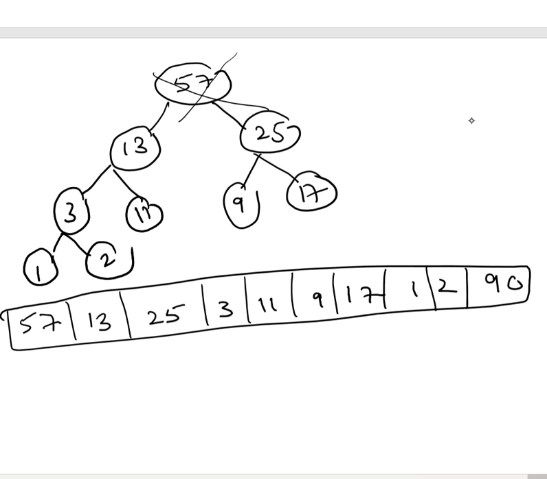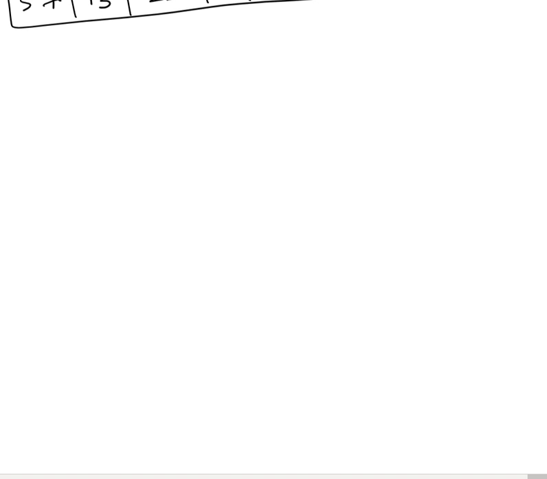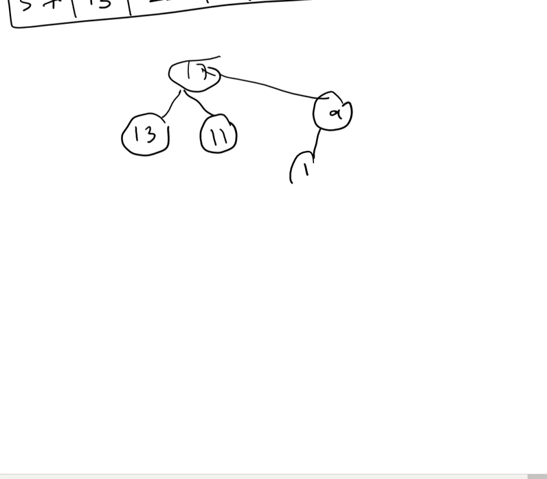So again I need the heap property. The element should be less than or equal to all the others. So 57 will be exchanged with 2 and eliminated from the root. Then what will the tree be? I will take 17 as the root. The left side will be 13, 11. This side will be 9, 1, 2.